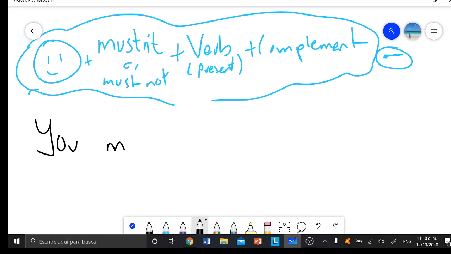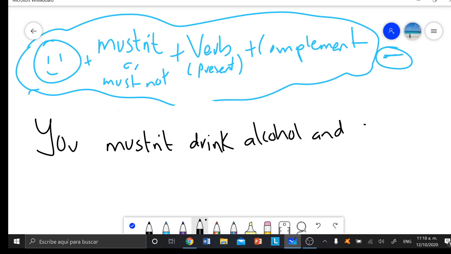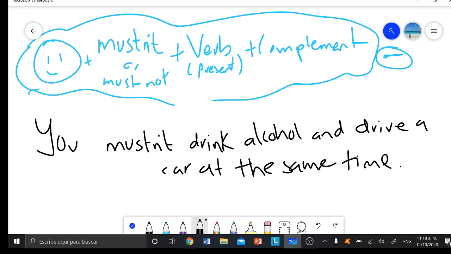An example will be like this. You mustn't or must not drink alcohol and drive a car at the same time. And what does it mean? ¿Qué significa esto? You must not drink alcohol, no debes beber alcohol, and drive y manejar a car, un coche, at the same time, al mismo tiempo, o probably you will get to jail. Probablemente te van a meter a la cárcel o te van a poner una multa o algo, ¿ok?